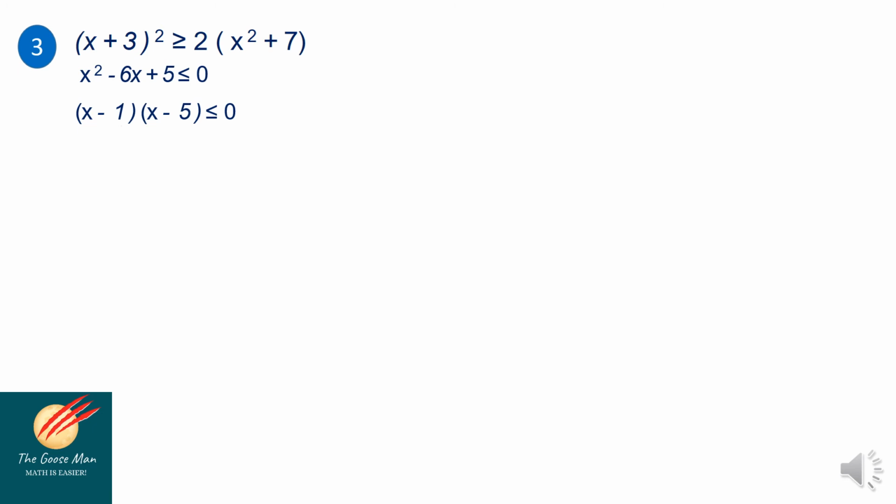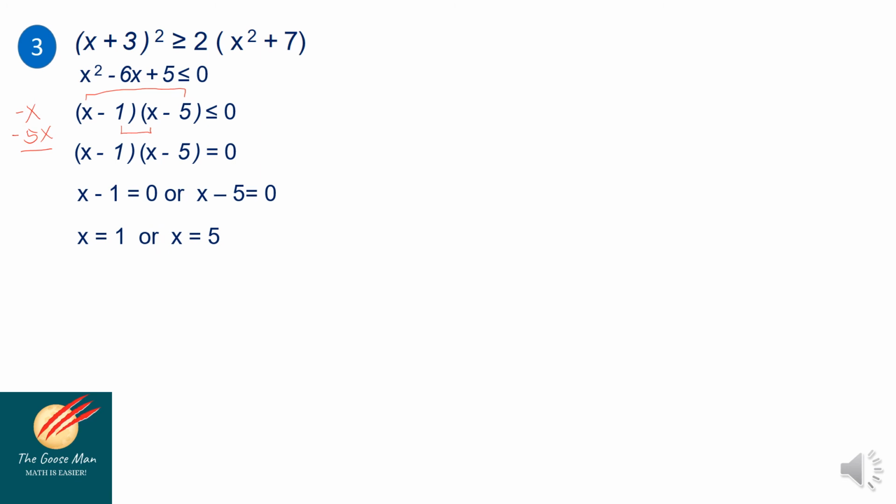By inspection, we have negative 1 times x is negative x. Then x times negative 5 is negative 5x. And if we add this together, we come up with negative 6x. So therefore, the factor of this trinomial x squared minus 6x plus 5 is x minus 1 times x minus 5. Okay, then after that, let's equate this to 0. So x minus 1 is equal to 0 or x minus 5 is equal to 0. Then x is equal to 1 or x is equal to 5.